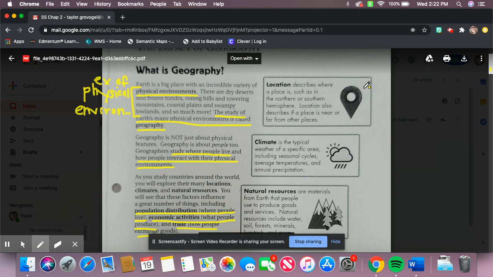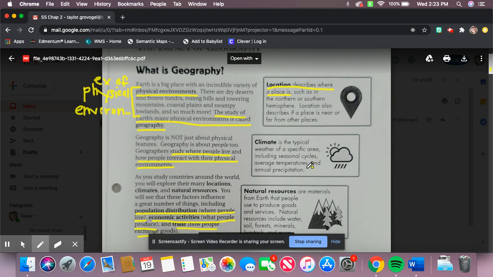Winder. Winder is a location. Westside Middle School. That is a location. Your house. That is a location. So you guys should understand what a location is. If you want to, you can highlight location describes where a place is. Let's look at the next box.